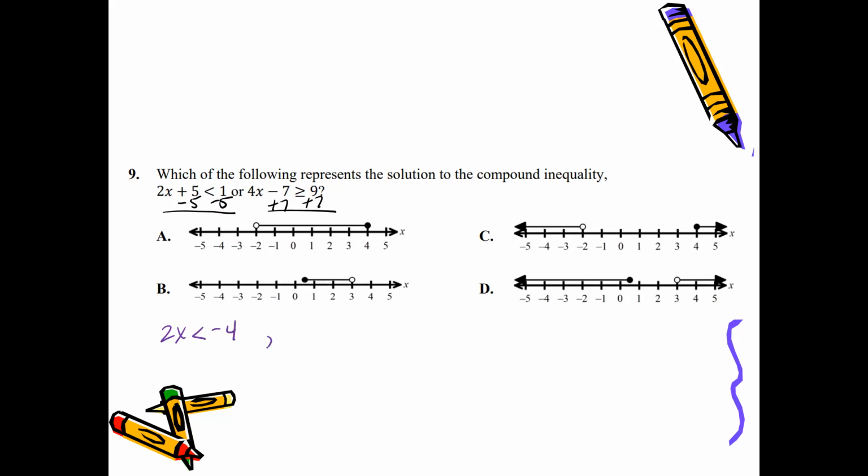And again, you can use your calculator on the test, so that's fine. If you don't know how to add and subtract negative numbers, it's not a problem. Next, on the right side, you have 4x is greater than or equal to 9 plus 7, which is 16.